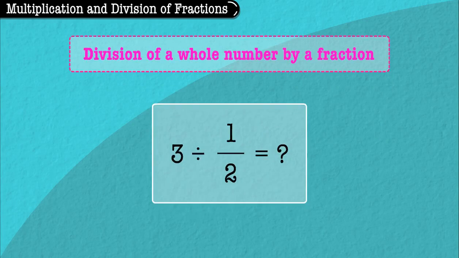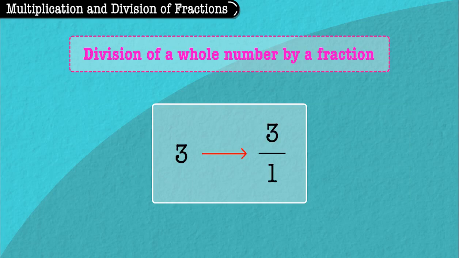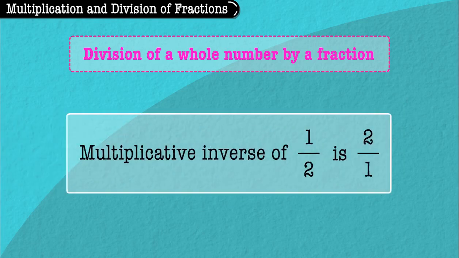Here, we have to divide 3 by 1 by 2. To carry out the division, we first write the whole number as a fraction. That is, 3 is written as 3 by 1. Then, we find the multiplication inverse or reciprocal of the divisor. That is, the reciprocal of 1 by 2 is 2 by 1.